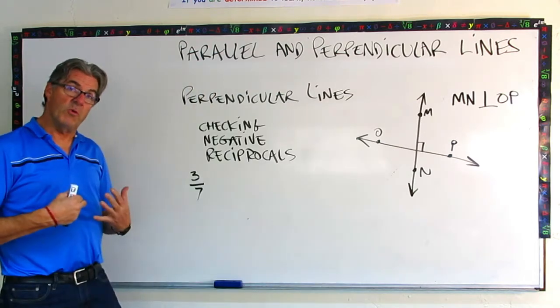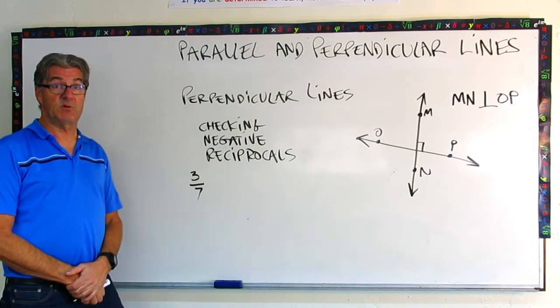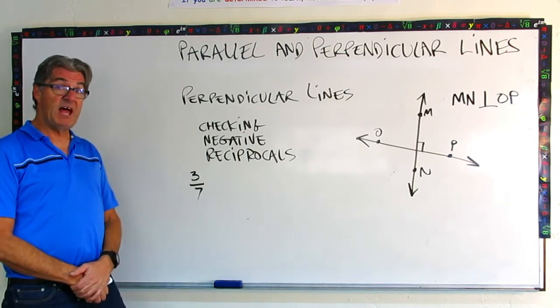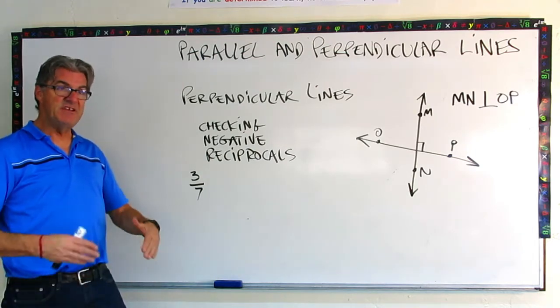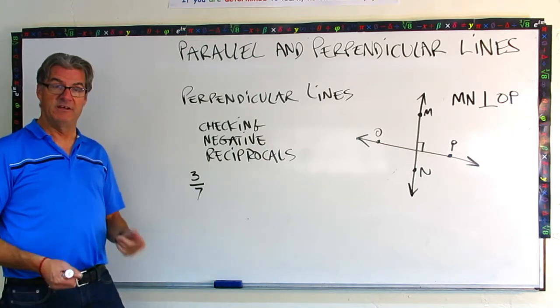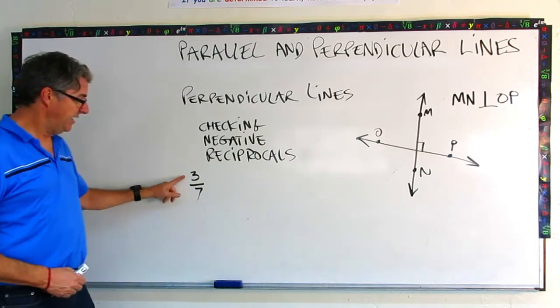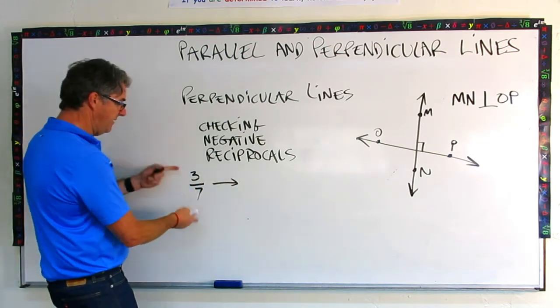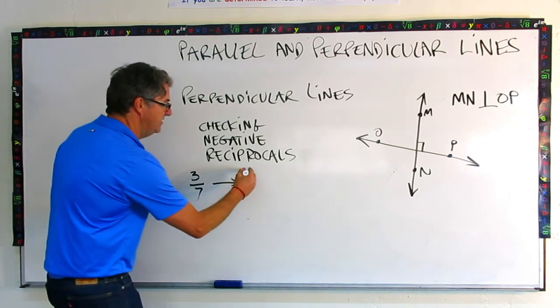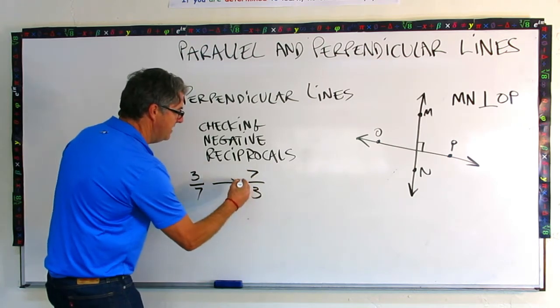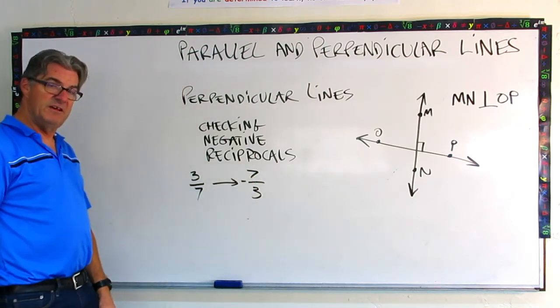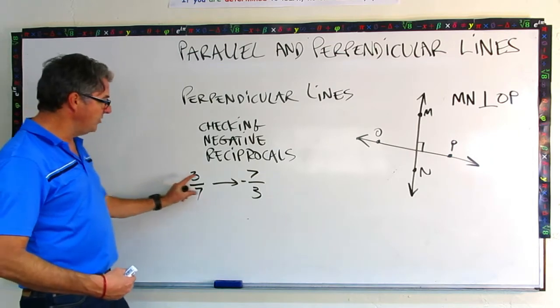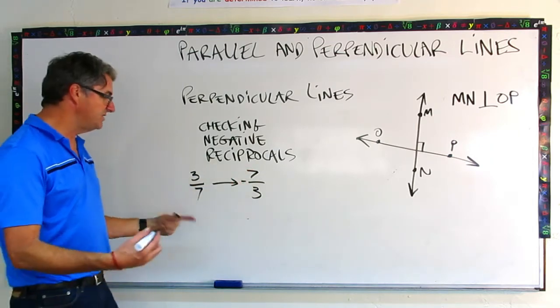Now there's a really cool way to check if you've got your negative reciprocals right. If you multiply them 2 together, it should end up being -1. So let's test that idea. Here is a slope, a fraction. The negative reciprocal is going to be flip the fraction and change the sign. So that's going to be minus 7/3. Now if this idea is right, if I multiply these 2 together, I should get -1. So let's test that.